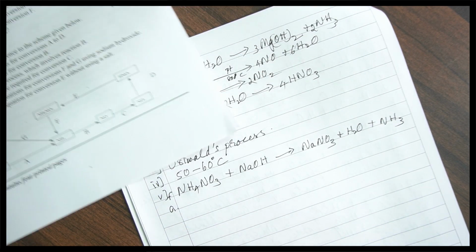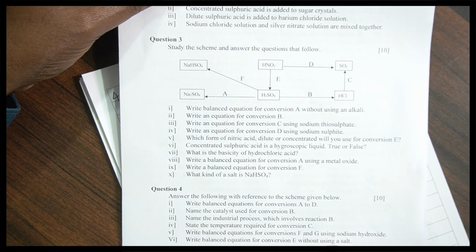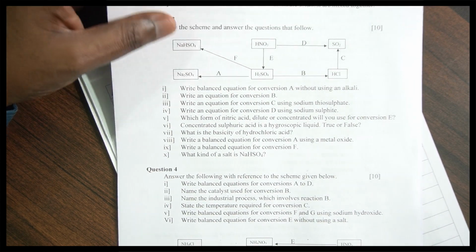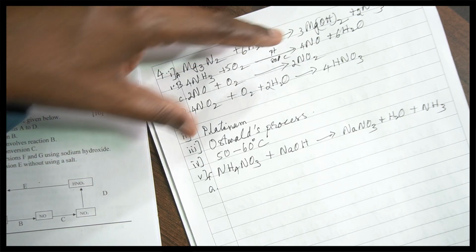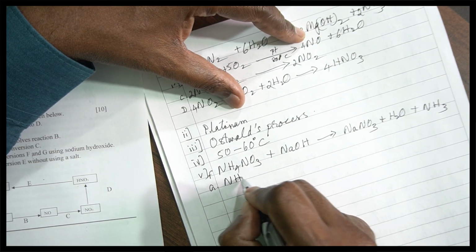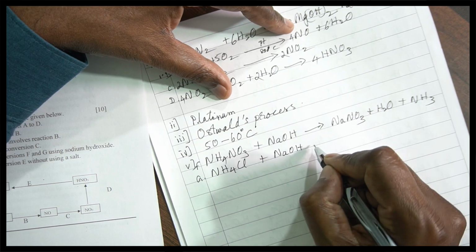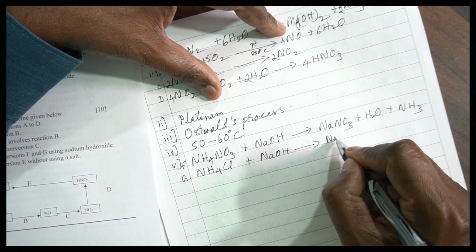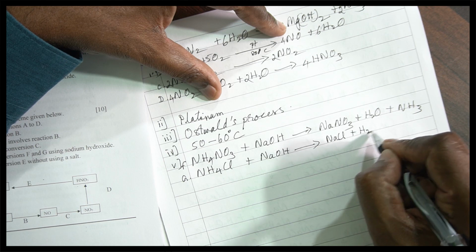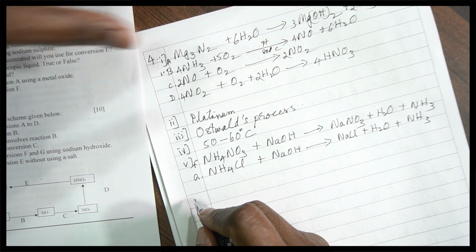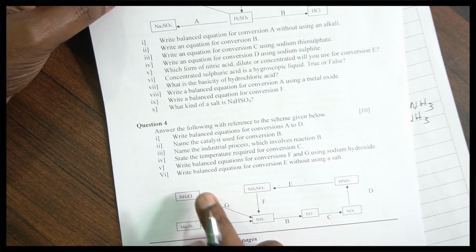What is G? Conversion G. They are asking F and G. So G is NH4Cl to NH3. Again using sodium hydroxide. So NH4Cl is another ammonium salt. Again alkali sodium hydroxide is used. So you get salt, that is NaCl, plus water and ammonia. Right. Then question number 6 here.